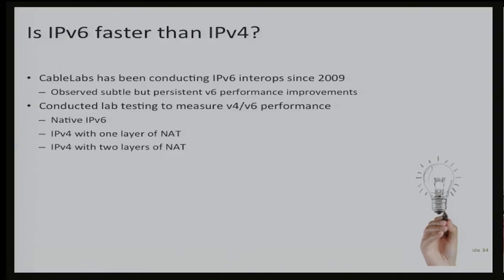So we had another interop last week, and as part of it, we conducted testing to measure v4 and v6 performance specifically with 3 test cases. One was native IPv6, no tunnels. We hand out a prefix down to the routers and see what the performance is like. Then IPv4 with 1 layer of NAT, which is pretty common today where the customer might have a NAT. And then to simulate carrier-grade NAT, which we may get in the future, we put a second router in to show 2 layers of NAT.